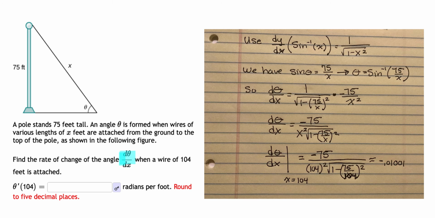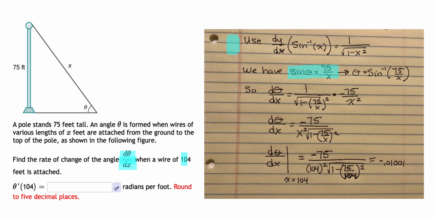So we first need to set up a formula or an equation for theta, so then we can take the derivative. We're going to go back and use our formula right here for the inverse of sine. We're going to set up this equation first using our knowledge of triangles. The sine of the angle is opposite over the hypotenuse. Since the opposite side is 75 and the hypotenuse we have labeled as x, I'm going to set up my equation as sine of theta is equal to 75 over x.